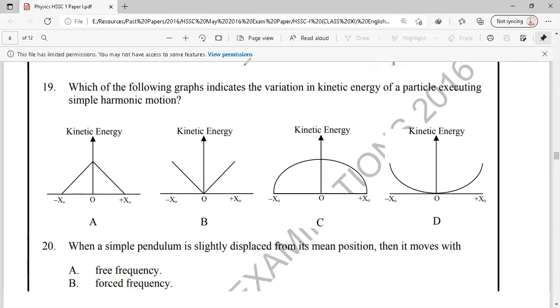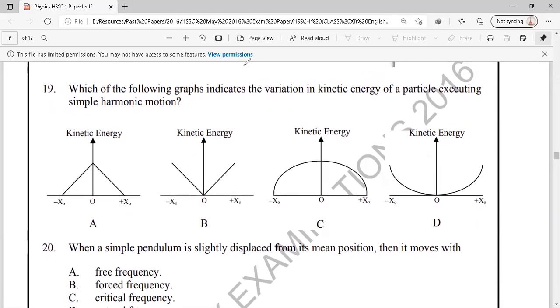Then we have question number 19. Which of the following graphs indicates the variation in kinetic energy of a particle executing simple harmonic motion? We know that the kinetic energy is maximum at the mean position because the velocity of the body is maximum at the mean and zero at the extreme position. So these options are incorrect because they indicate zero kinetic energy at the mean position and maximum kinetic energy at the extreme position. In that way, options B and D are incorrect.